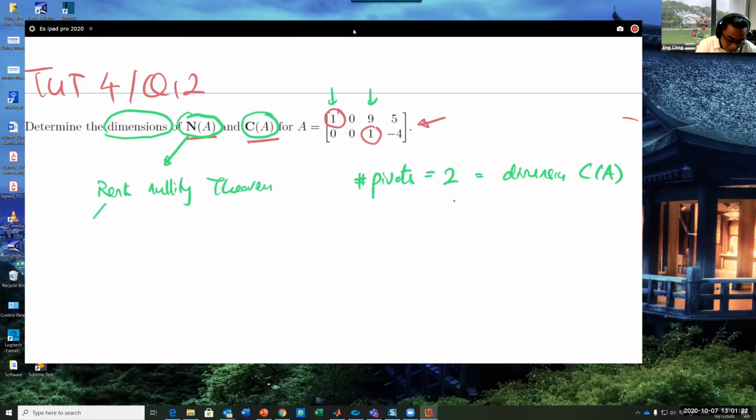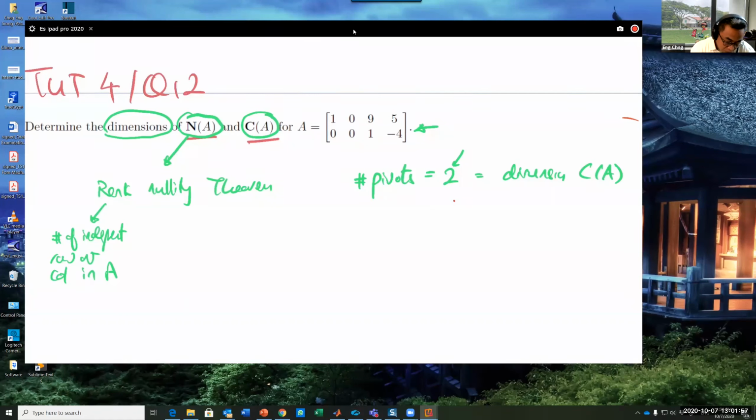What is rank? Rank is the number of independent rows or columns in matrix A. It's very strange. I've shown you this matrix A, and we have figured out that there are two pivots. Two pivots show you that there are only two independent columns as well as two independent rows. The number of independent rows and columns are the same.